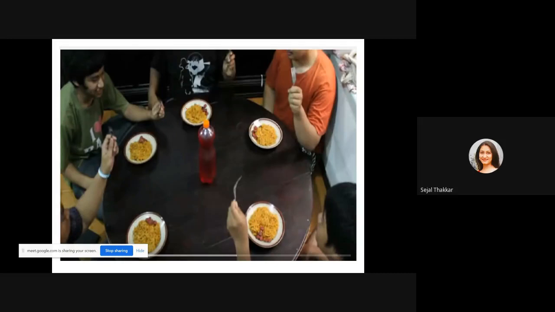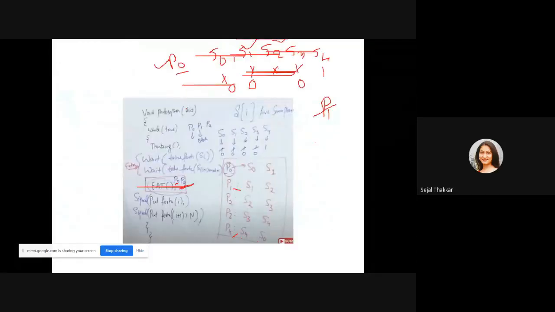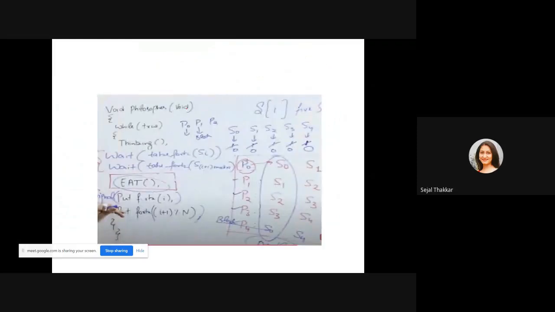This kind of situation is known as a deadlock, when one process is waiting for another process to release the resources and nobody is releasing them. Everyone is waiting for others to release the resources, and this situation is known as a deadlock. This kind of situation occurs when every philosopher picks up the first fork. So how can we understand this through the code?